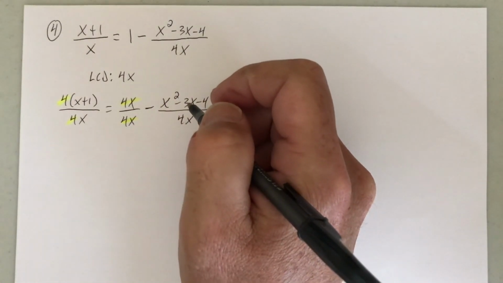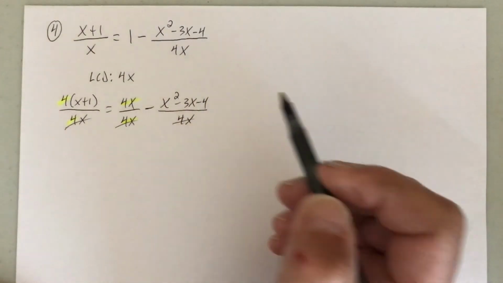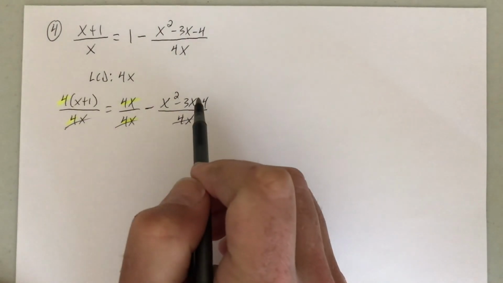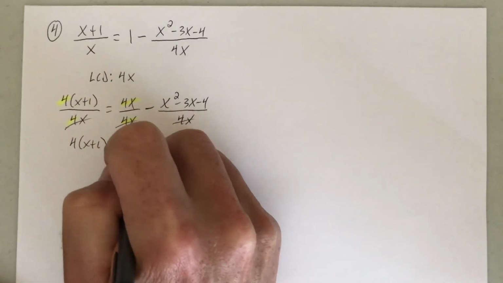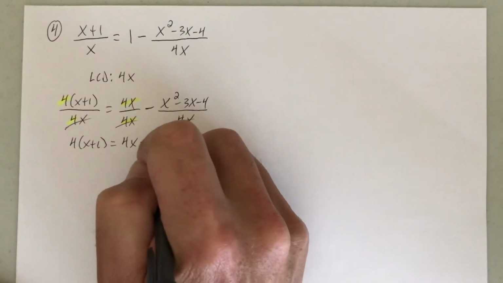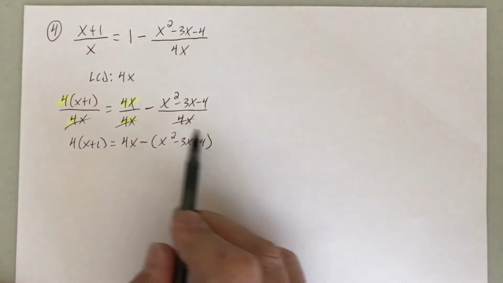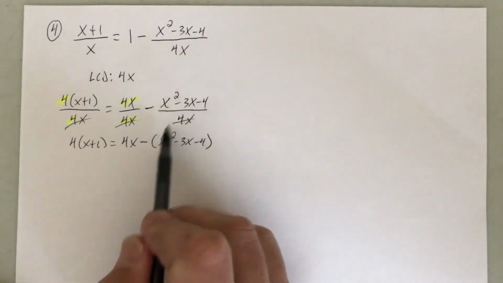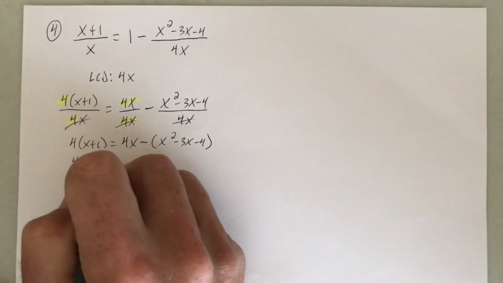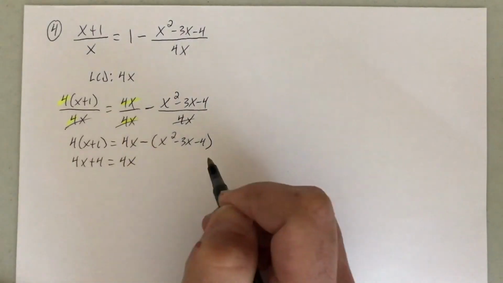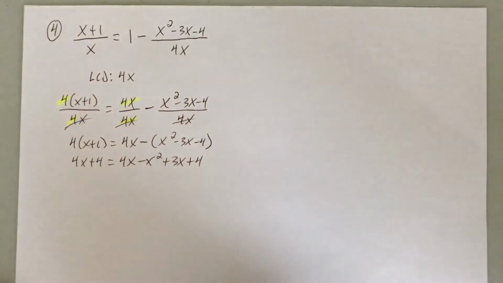Once we have our equation written with the least common denominator, we can go ahead and get rid of those denominators and use the numerators as our equation. So this is going to be 4 times x plus 1 is equal to 4x minus, now be careful because you're subtracting this whole thing, so we're going to have to distribute that minus sign. A lot of students make that mistake, they forget when they're subtracting, you have to distribute the minus sign. So now when I distribute the 4 here, I get 4x plus 4 is equal to 4x, now minus x squared, plus 3x, and then plus 4.